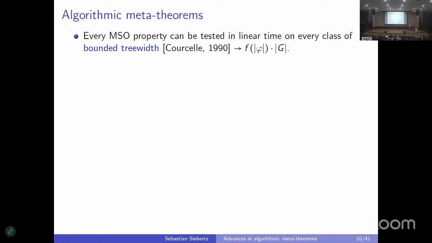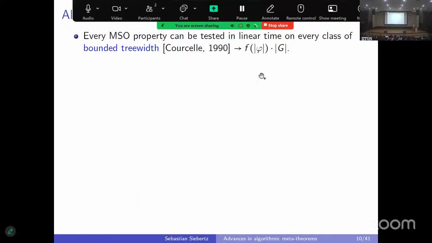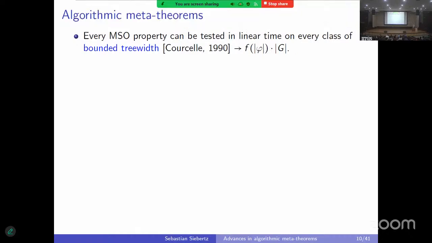There is the very famous theorem of Courcelle, who in a sense started this whole area. He provided the first algorithmic meta-theorem. He proved that every monadic second order property can be decided efficiently, in linear time, on every class of graphs with bounded treewidth. Yes, this is from 1990, proved by Courcelle. So we have this arbitrary dependence on the formula phi, but then a linear running time in the graph whenever the treewidth is bounded.